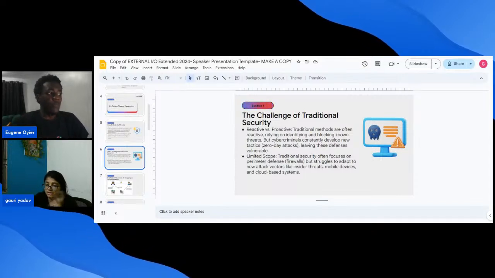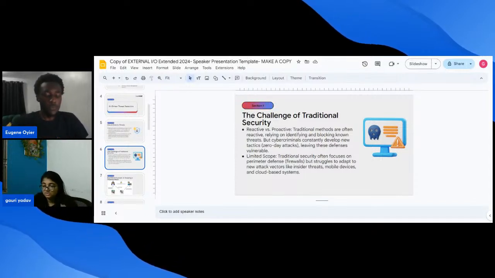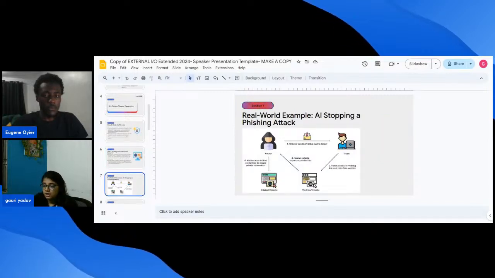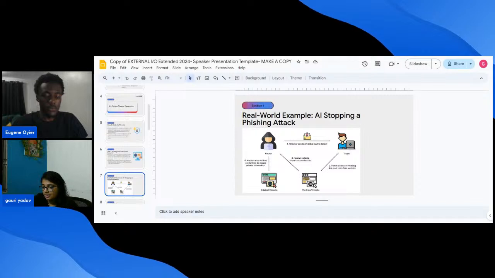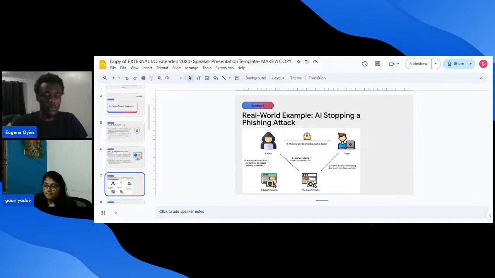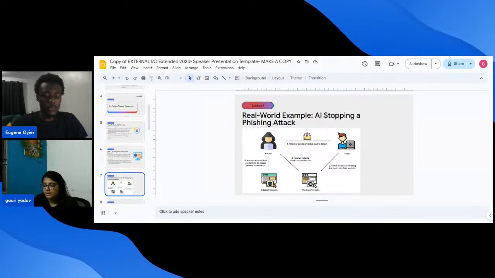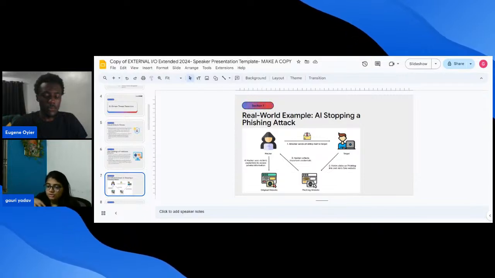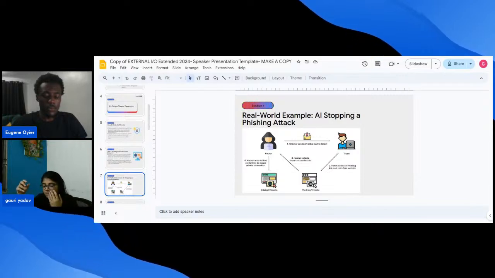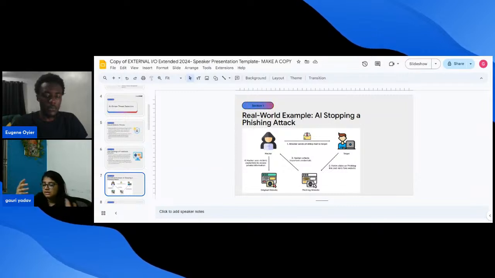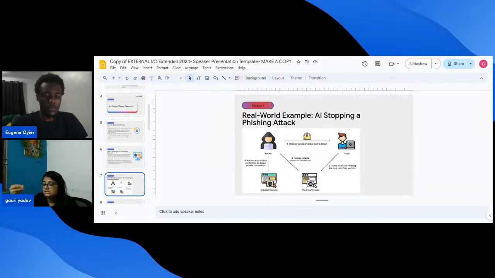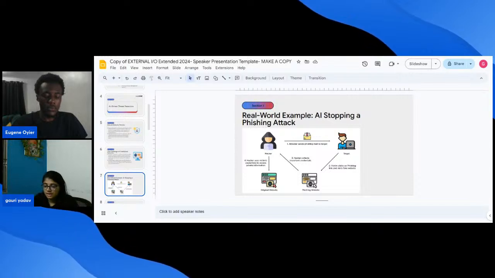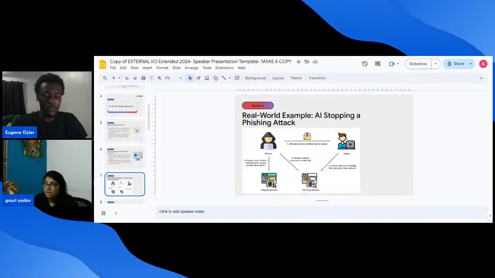Now we saw all the challenges traditional security had, right? Now, what if AI actually stops an attack, and it is a phishing attack? But before we delve into how AI stops it, let's see what a phishing attack is. Phishing attacks use social engineering tactics to deceive users into providing sensitive information. The attacker sends a fraudulent email that appears to come from a legitimate source.